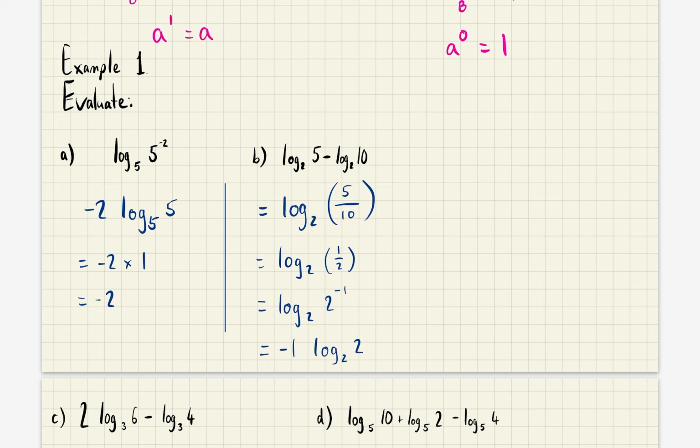And they have the same base. They have the same number. Base and the 2 are the same. So that's the same as negative 1 times 1. So I can just write the answer to that is negative 1.